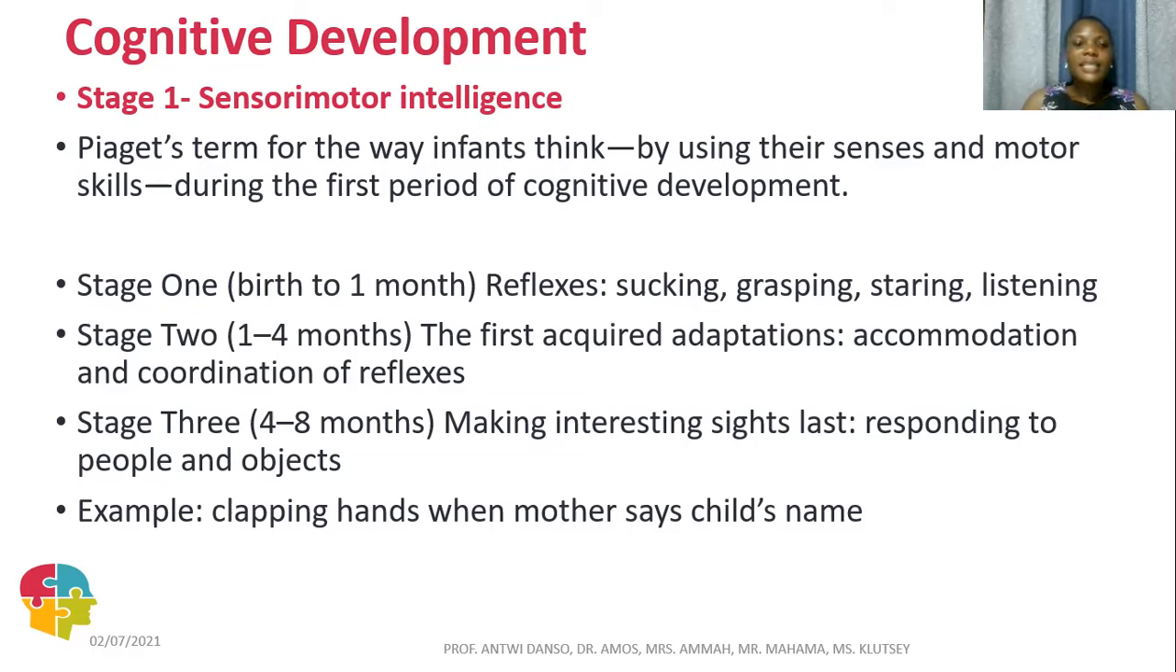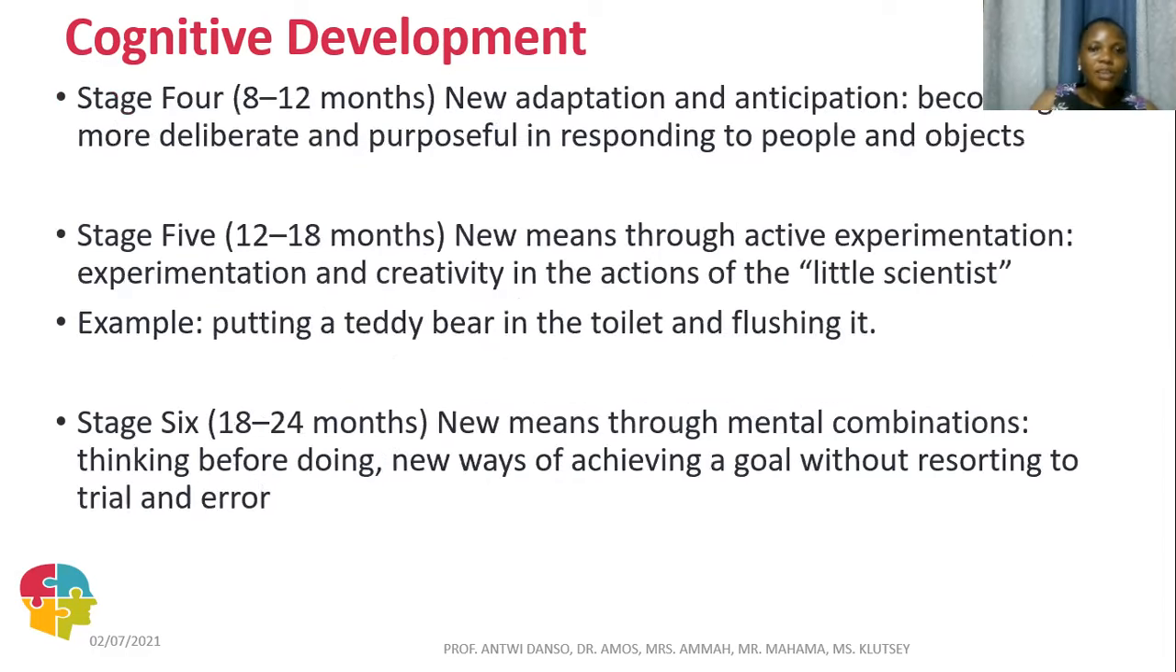In stage 3, which is when the child is about 4 to 8 months, the child is able to respond to people. So when you wave, the child will smile. When you say the child's name, he or she will clap. They are able to respond to people. Sometimes they are even able to discriminate between who is their mother and who is not. They are picking the cues.